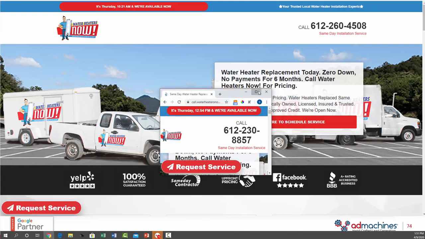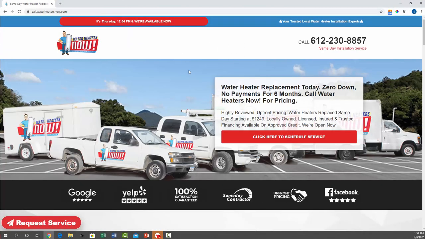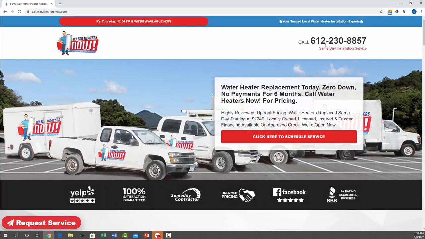So I'm going to just pull open a landing page, and as you can see, the landing page is what we would call naked. There's no navigation here. We lock people into one page, and we give them all the information that they need.